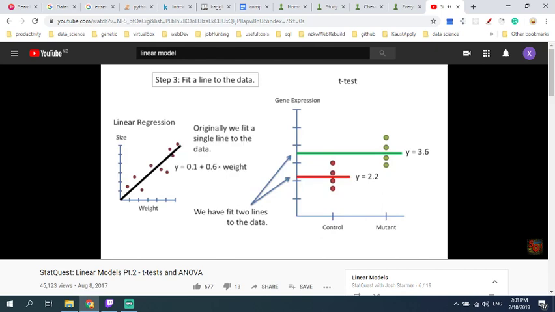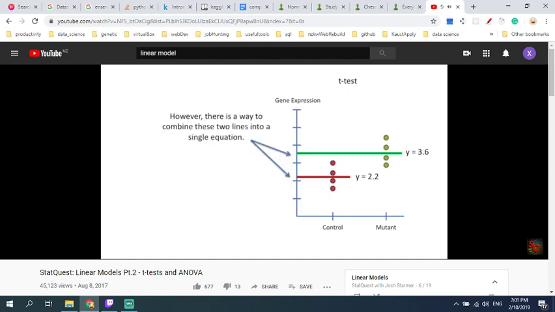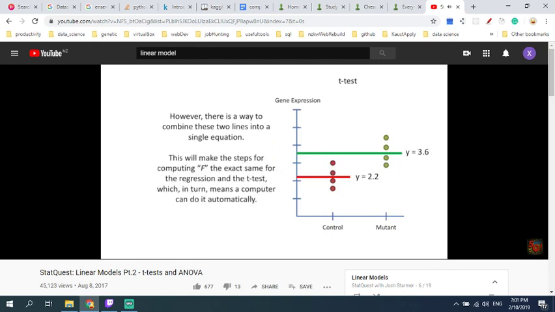Originally, when we did the regression, we fit a single line to the data. However, there is a way to combine these two lines into a single equation. This will make the steps for computing F the exact same for the regression and the t-test, which, in turn, means a computer can do it automatically. This is key because we don't want to do this by hand, ever.